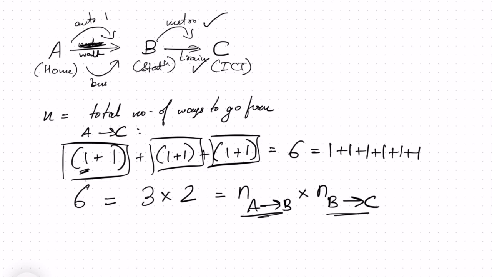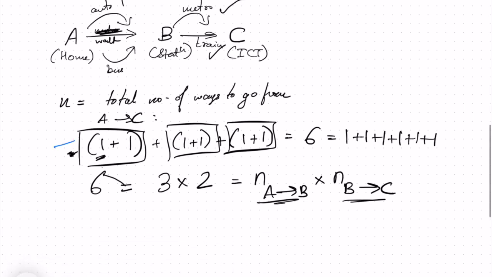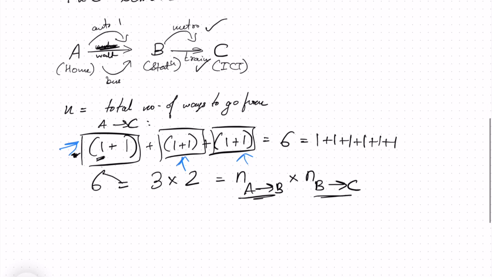If I take the auto, then there's two possibilities. If I take the walk, then there's two possibilities. If I take the bus, then there's two possibilities. And hence, this is A to B. This, maybe I should highlight another color. This is A to C through one possibility. This is A to C from another possibility. This is A to C in the other possibility. And these individual possibilities are basically the different ways in which you can go from A to B, right?